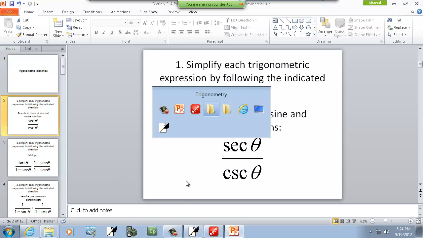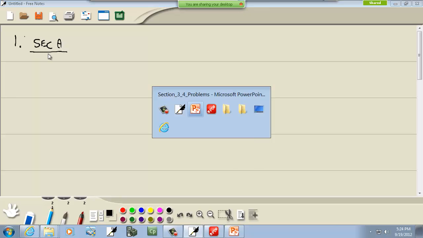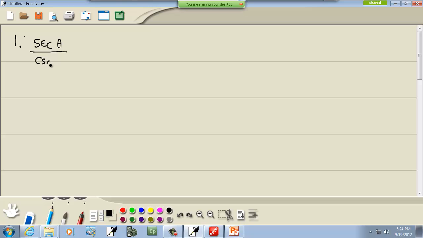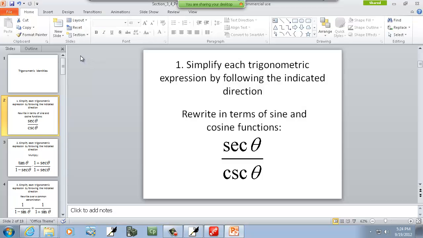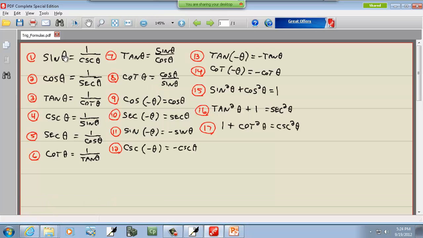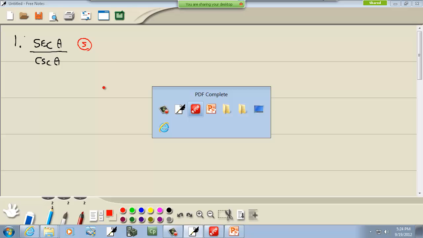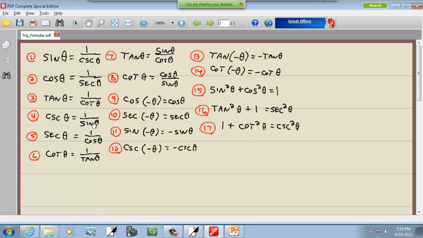Okay, so let me come over here and get my tablet. And we got secant theta over cosecant theta. Now the instructions here say rewrite in terms of sine and cosine, and then we're going to simplify it after we've done that. So let me come over here. Secant is 1 over cosine, for number 5. So I'm going to use 5 on that one. And cosecant is 1 over sine, which is 4.